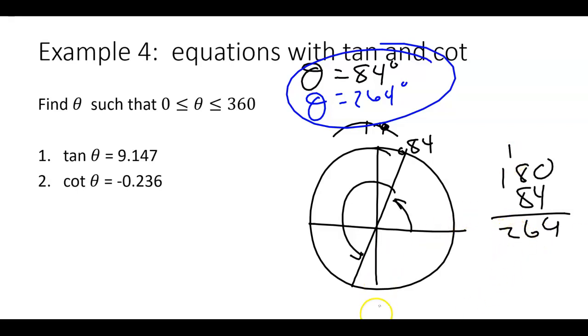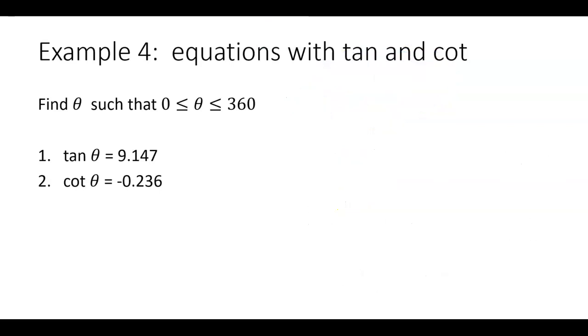The problem is that's only going to work on the top half. On the bottom half, instead of adding 180, we're going to be going backwards, so you'd have to subtract 180. But anyway, let's go ahead and move on to number 2, cotangent.